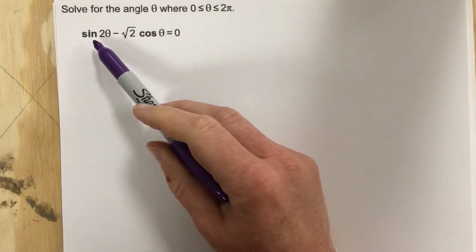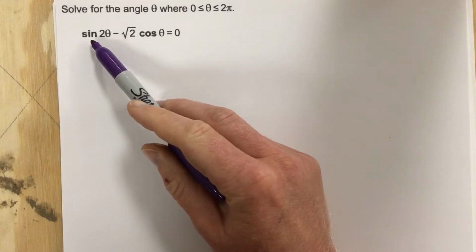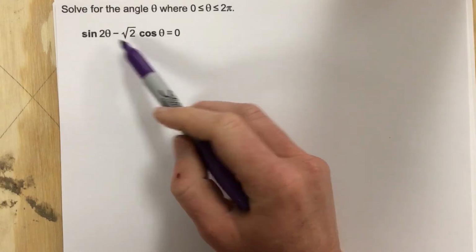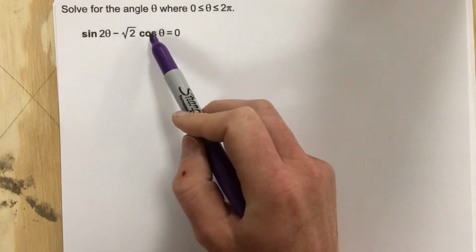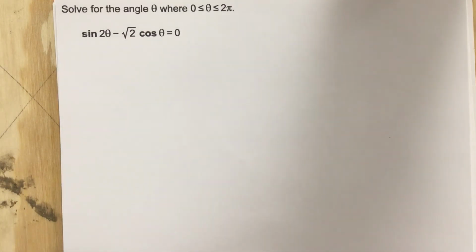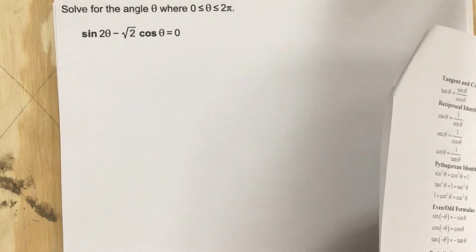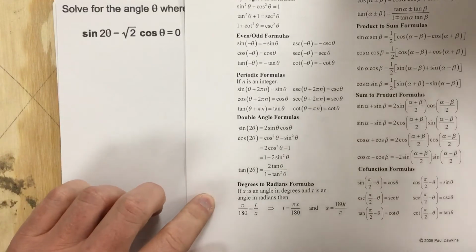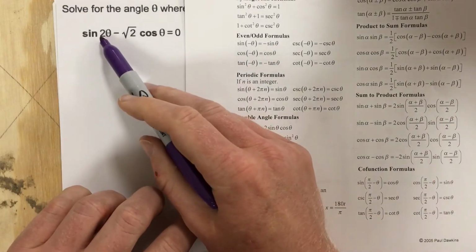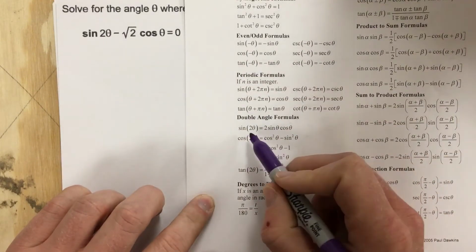Now my goal in a problem like this is I want to try and make the trig functions be the same. So I'm going to try to either make sine be cosine or cosine be sine. So I'm going to start looking through the formulas to see what formulas I can use. And I'm going to look for double angle, especially if I see that I have 2 theta. That's obviously double angle. It kind of gives it away.